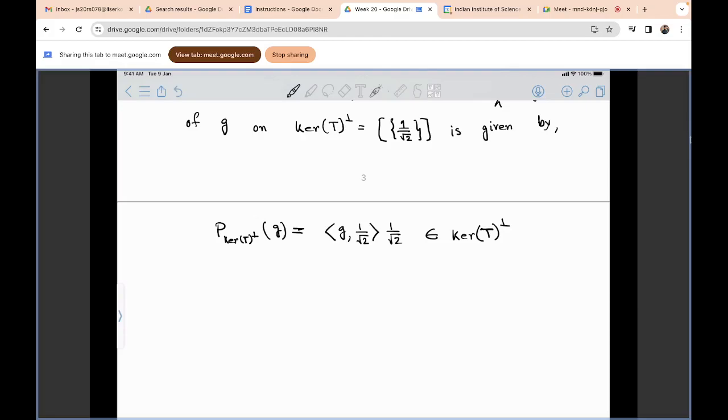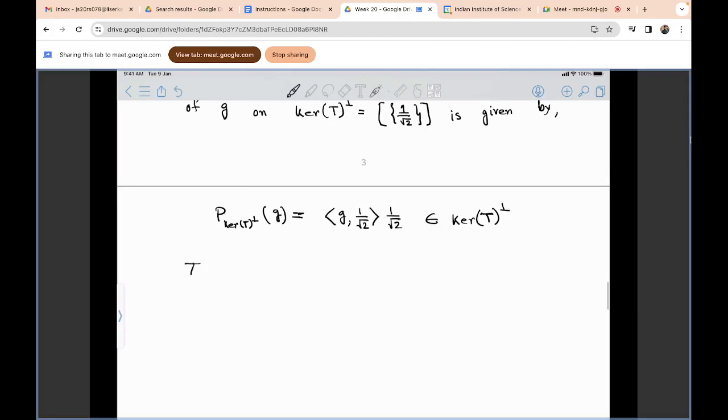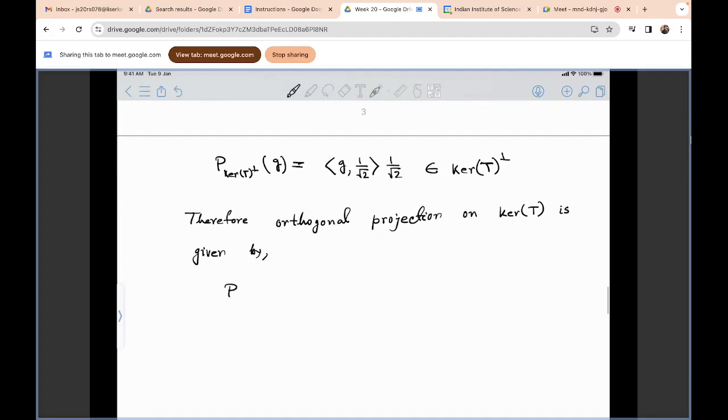So what will be the orthogonal projection on kernel T? So therefore, the orthogonal projection on kernel T is given by, so P, the orthogonal projection on the kernel T of G, is given by G minus the projection on the kernel part.